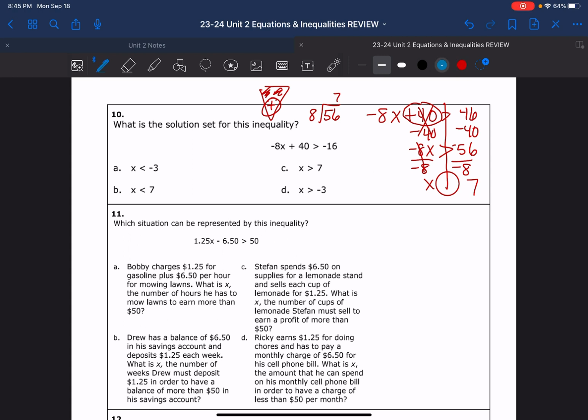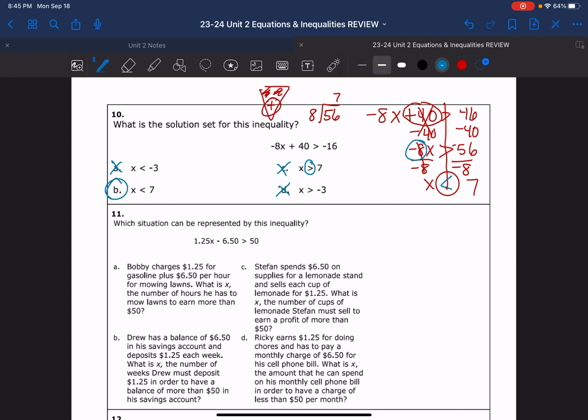Now, all I have to do is go back and ask myself, did I divide or multiply by a negative coefficient? Yes, I did. So that means that my symbol flips the other way, okay? So I don't have an answer of negative 7. It's going to be a positive 7. I just have to look at the symbol. This one's facing the wrong way, so it is B.